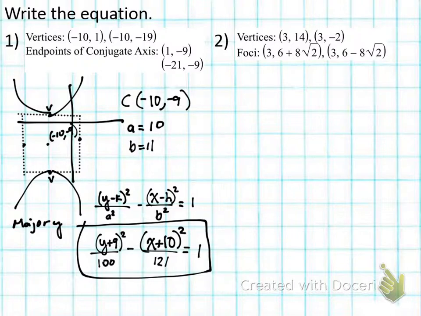The distance from the center to a vertice is going to be 10. The distance from the center to the endpoint of the conjugate axis is going to be 11. Once I had those three pieces of information, I could go plug them into this formula and we're done. Okay, so that's number 1. Questions on number 1? Okay, watch me do number 2.